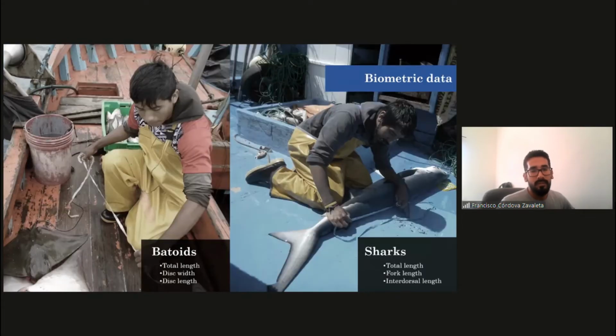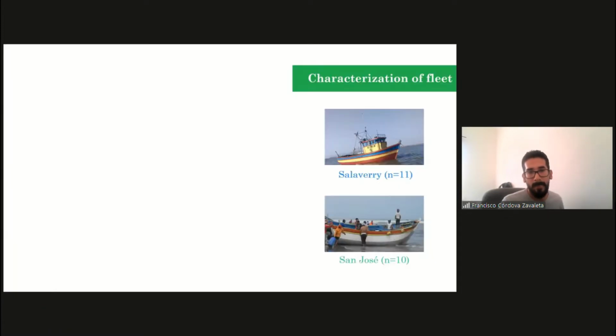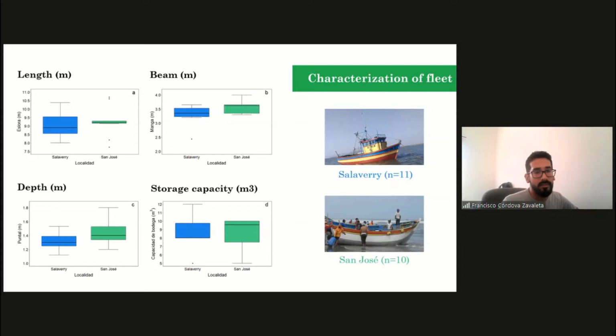To gather some biometric information, we made measurements of batoids and sharks. And for the results, we got information from 11 vessels from Salaverry and 10 from San Jose. What is important to see here is that the fleet from Salaverry was bigger than San Jose's, but we cannot consider that because they are bigger, it is a major fishery.